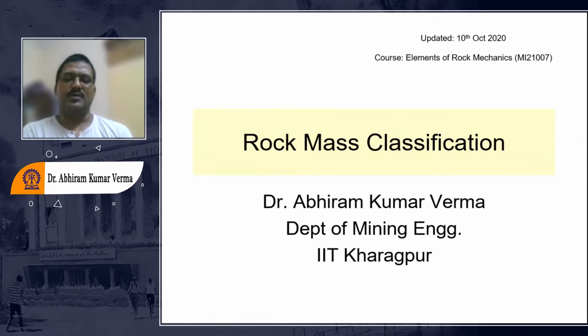For any real life projects, this rock mass is used in various ways. So the idea came long back, because in earlier days, all our design was based on our own experience, the experience we were gaining over a period of time, and the people were not able to pass the knowledge from one generation to another generation.